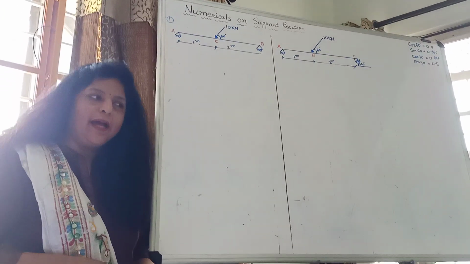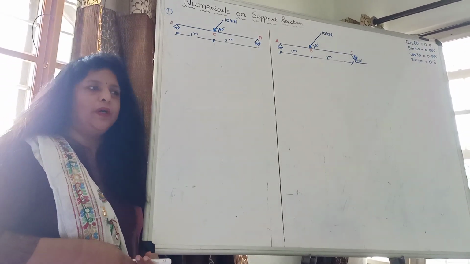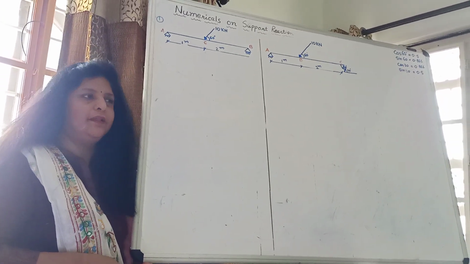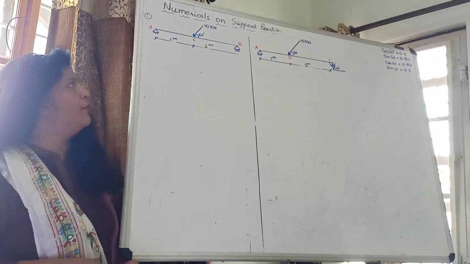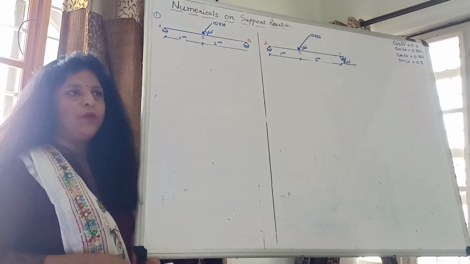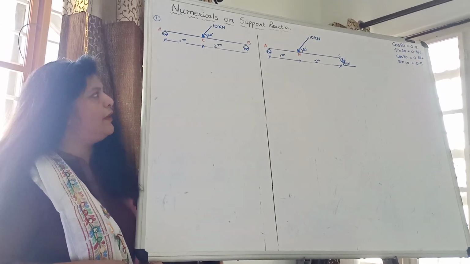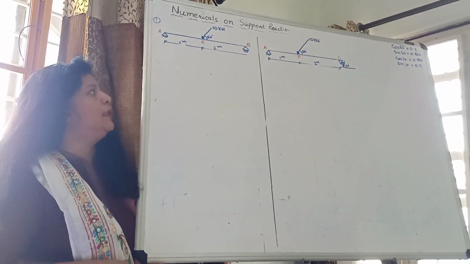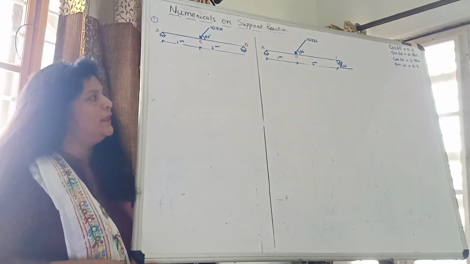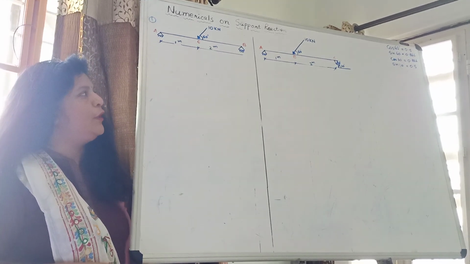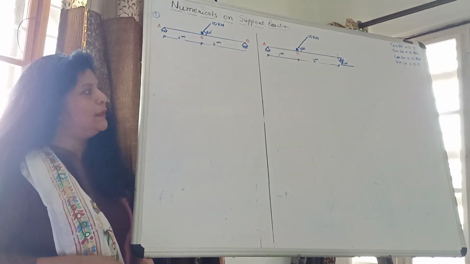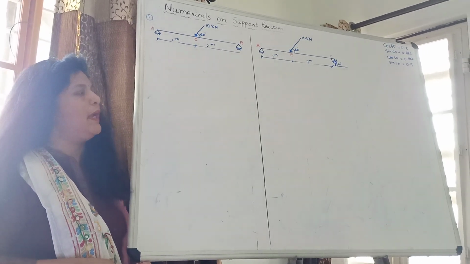Today I am again taking two numericals which are somewhat typical. In the first figure you can see that we have got an inclined load for a simply supported beam and we are interested to find out the support reactions. Similarly, in the second problem, you will see that one support is inclined.